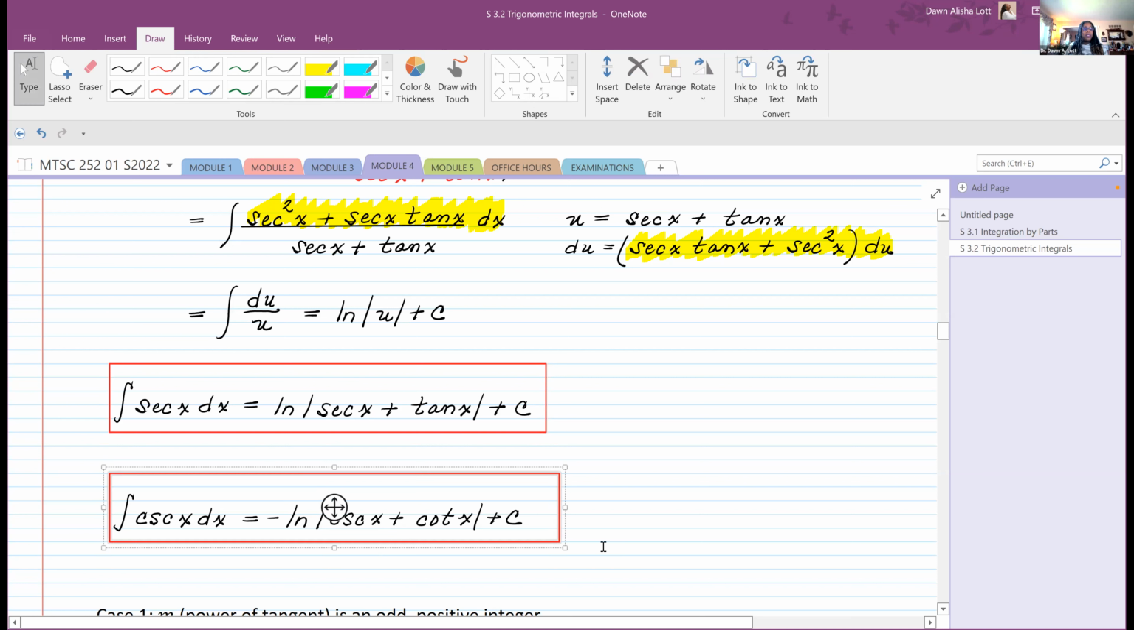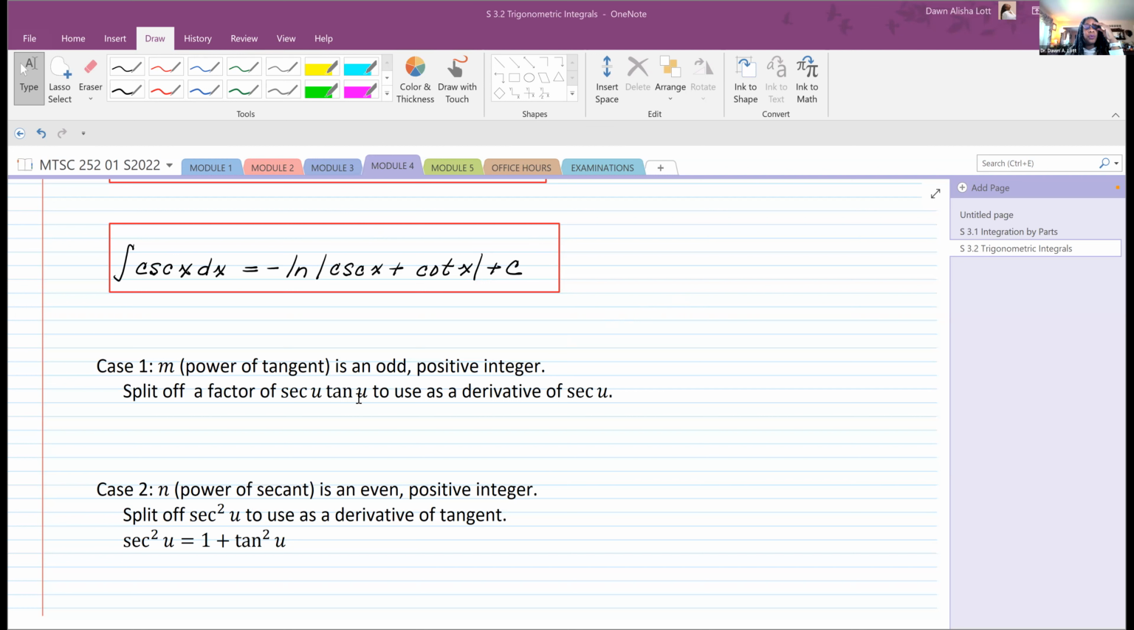Okay, so now we've done all the integrals of all the trig functions to the first power. We know how to do integrals of sine, cosine, and all of those to numerous powers. The question is, what do we do for now tangents and secants? So if the power of the tangent is odd, then we're going to split off one secant tangent to use as the derivative of secant. Okay, so what in the world does that mean? All right, so let's have an example.